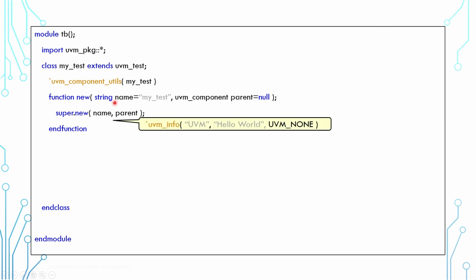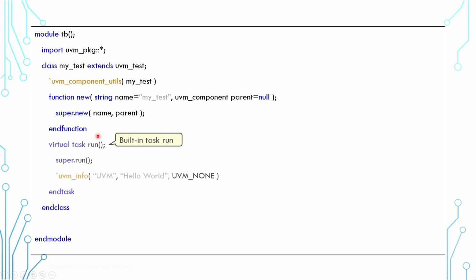Now that we have a class, we can put our execution code in it. For example, we can print hello world inside the constructor. But generally, that is not a very good method. UVM test, as a UVM component, has a built-in task called run. It is better to put the print hello world execution there. And now we need to instantiate myTest and call the run task. One simple way of achieving this is by calling run test, which is available from the UVM package. And there you go, this is a hello world using UVM test.